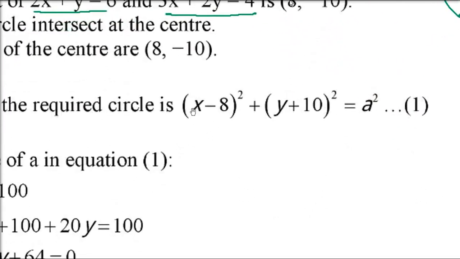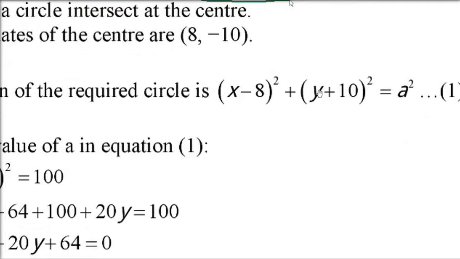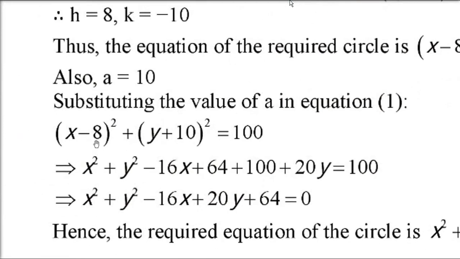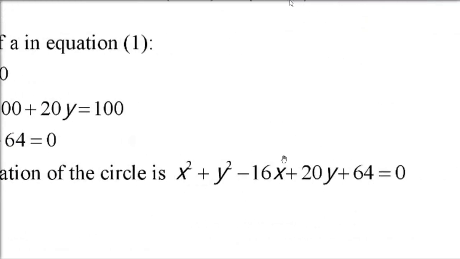Radius is already given, 10. Put it here: x minus 8 whole square plus y minus minus 10, that is y plus 10 whole square equals a square. So x minus 8 whole square plus y plus 10 whole square equals 100. Just open it, resolve it, and you're going to get this as the equation.